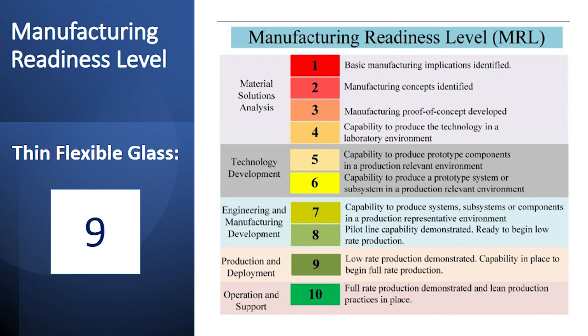Manufacturing readiness levels are a set of criteria used to assess the readiness of a product or system for full-scale production. Our team decided to give thin flexible glass a manufacturing readiness level of 9 because it is mass-produced by several companies for their products, such as Corning and Samsung. We believe that thin flexible glass does not deserve a manufacturing readiness level of 10 because the process has not been optimized for scaling productions to a company's individual needs.